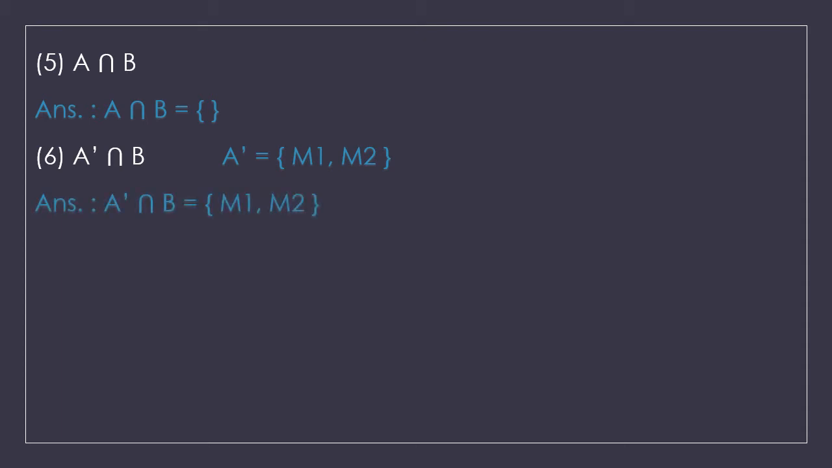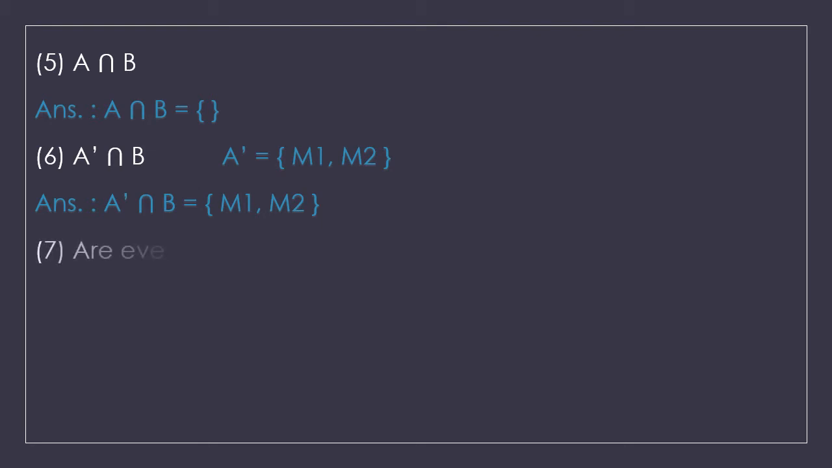The fifth sub-question asks us to find the intersection between A and B. Now, A is 3 females, B is 2 males. There is nothing common between these two events. That means our answer will be an empty or null set. Sixth question asks us to find A dash intersection B. Now, A dash means everything which is not part of A. So A dash is the males, that is M1 and M2. B is also the males, M1 and M2. So when we find their intersection, our answer is just M1 and M2.